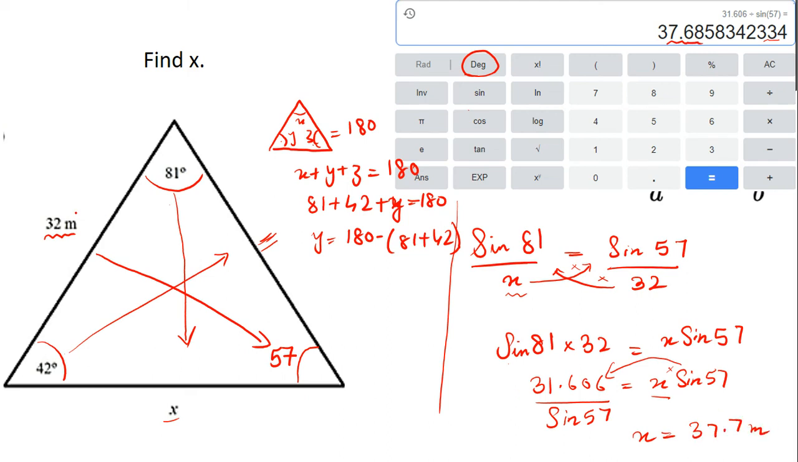Why am I taking meters? Because as you see, this length is given in meters, so this one also becomes 37.7 meters. So that's going to be my answer.